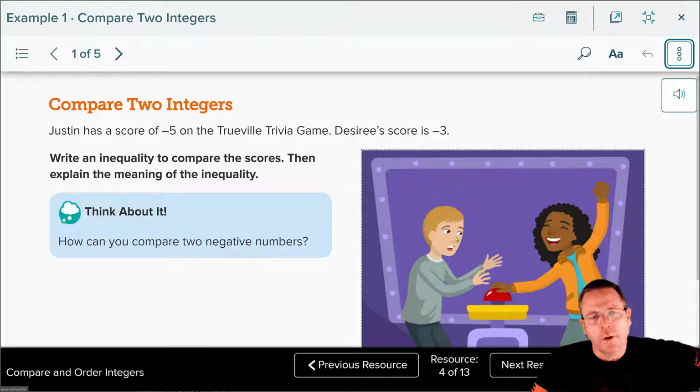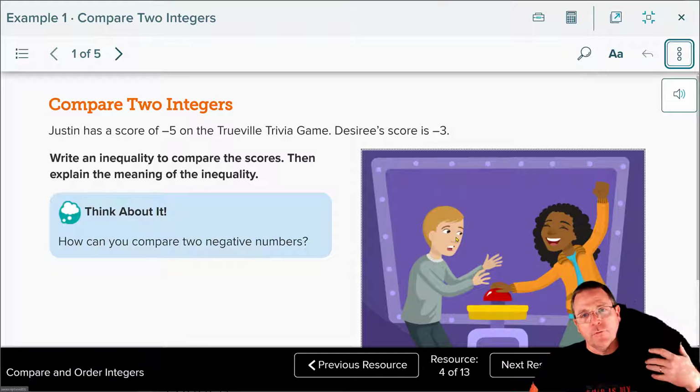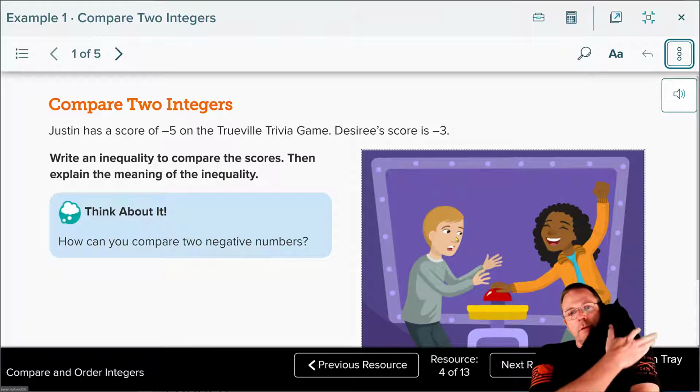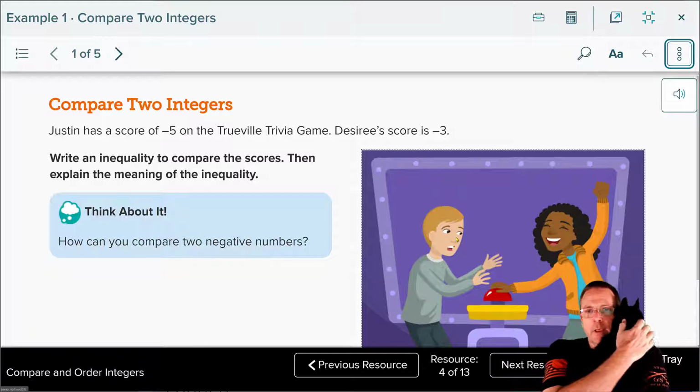Justin has a score of -5 on the Trueville trivia game. You all can see Sharu just jumped into the picture here. You need some cuddle time.